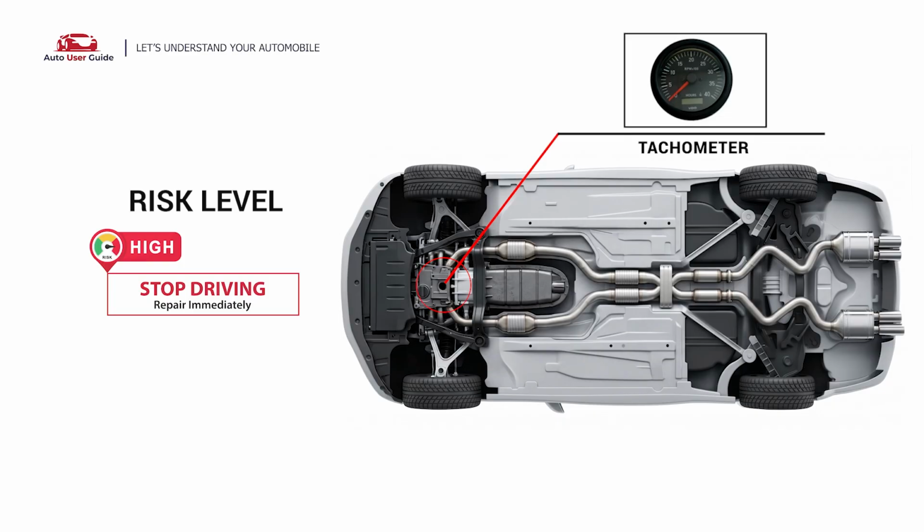The P0654 engine code indicates your vehicle's powertrain control module, PCM or ECU, detects an abnormal voltage reading that sends engine speed, RPM, data from the computer control modules. Under this circumstance, stop driving and repair your vehicle immediately.